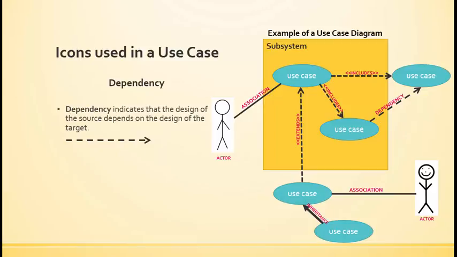Now, if you look on your right hand side, we have an example of a use case diagram where we have two actors and they are associated with a use case. And if you notice, we have some use cases that are associated, or there's an arrow pointing to where it includes, or it is dependent upon, or it extends. And we also have where two use cases are inheritance of each other. So this is an example of a use case diagram.